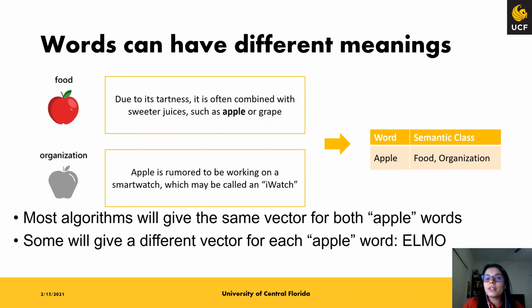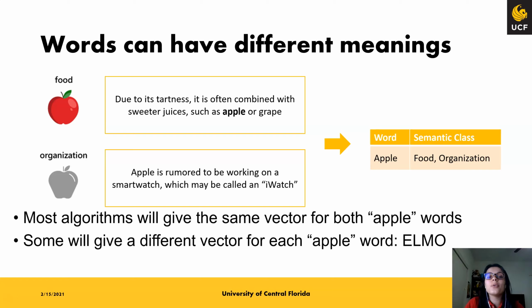We know that some words have different meanings in different contexts. What does the computer do in that case? Let's take, for example, Apple. We know that apple is a fruit, but it's also the company of Steve Jobs. So Apple can be the food or the company.